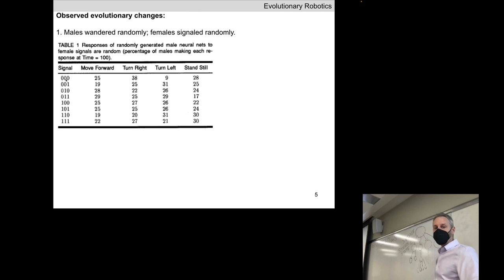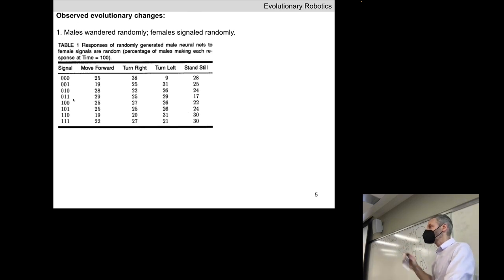So on average, males that hear 000, about a quarter of the time they moved forward, turned right, turned left, stood still. Same set of 800 males, whenever they heard the song 111, a quarter of the time they moved forward, turned right, turned left, or stood still. It's not shown in this table, but on average, females were signaling randomly. Over these 100 time steps across the 800 females, they would intermittently change their song.